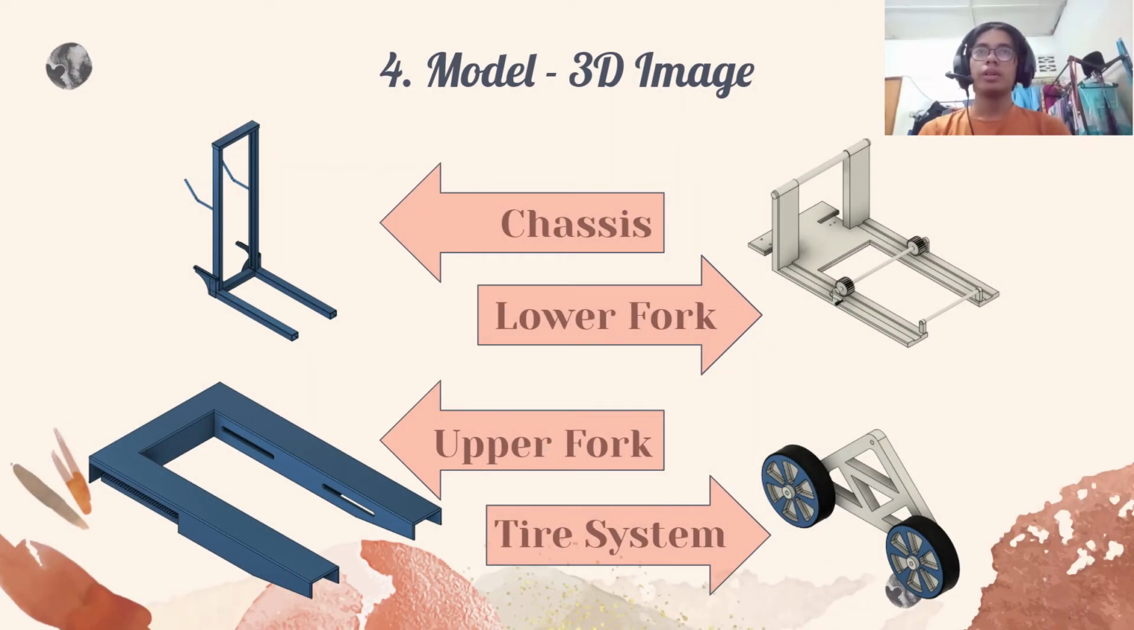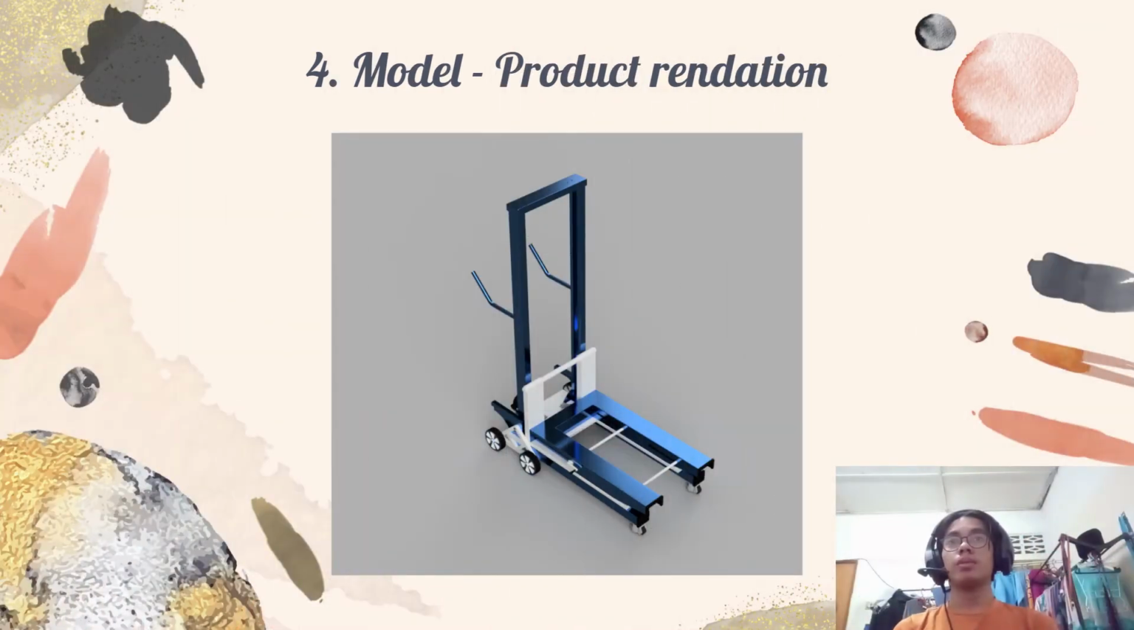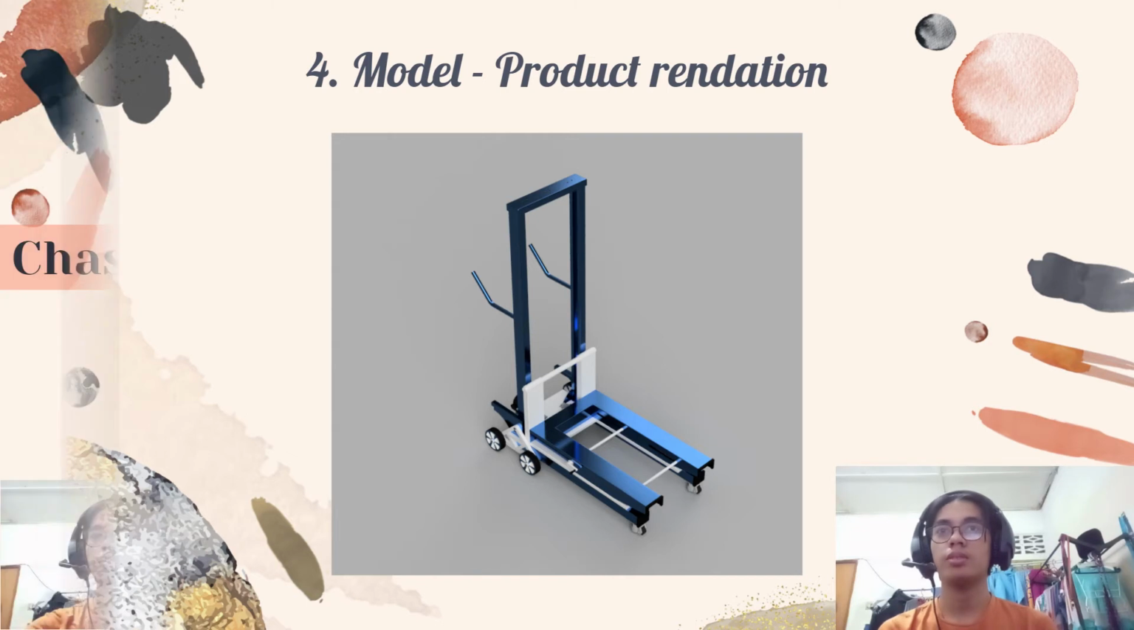Next, we have our 3D image of our four main parts that we built ourselves, which are our chassis, lower fork, upper fork, and tire system. These four main parts are what we built by ourselves to make it look more original. Next, we have our product rendition of our design. This is the real view with our selected material, which is mostly aluminium, and this is what it looks like.